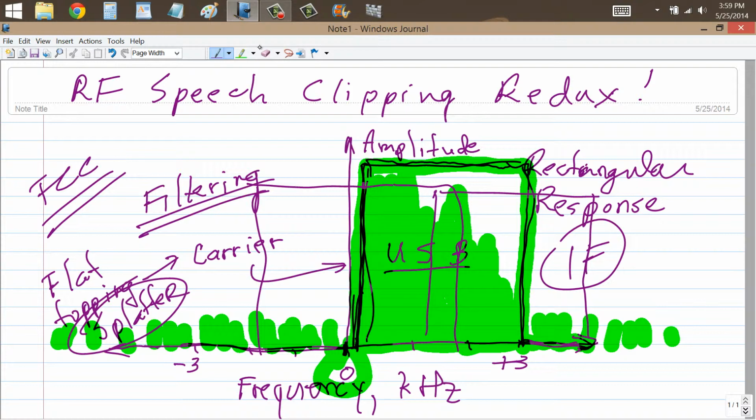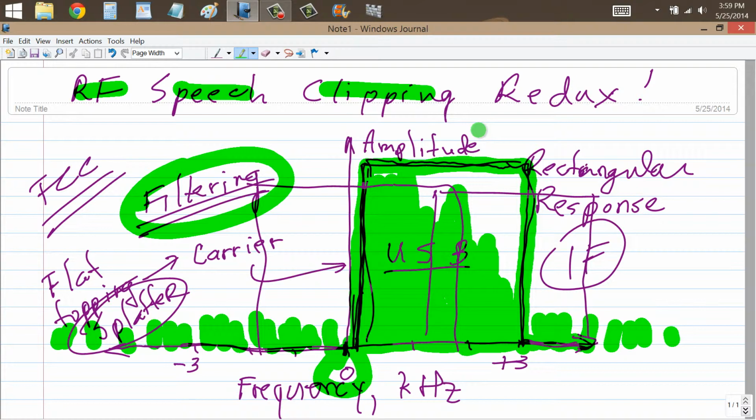If you employ radio frequency speech clipping, you have to make sure that that filter is properly aligned in the intermediate frequency stages of your transmitter. Otherwise, you're going to have a bad situation. So there's a lot of stuff that you got to make sure you tweak and get just right. You don't want to overdo the clipping, as I said before.